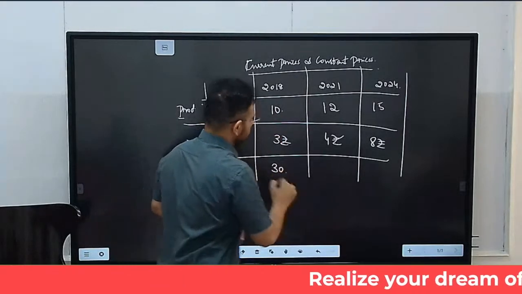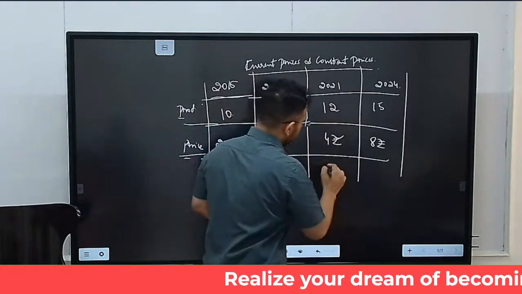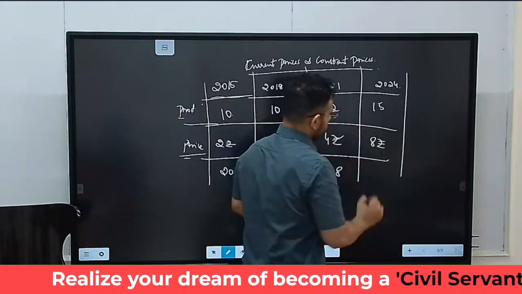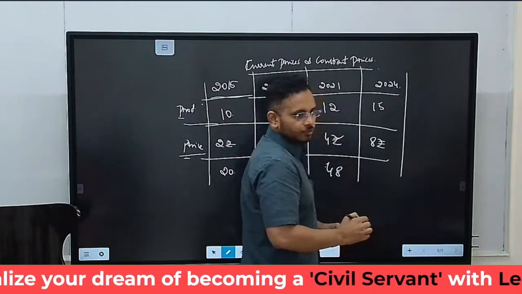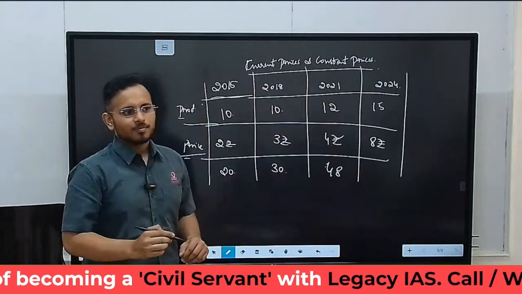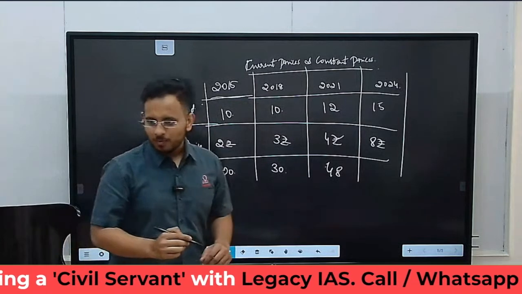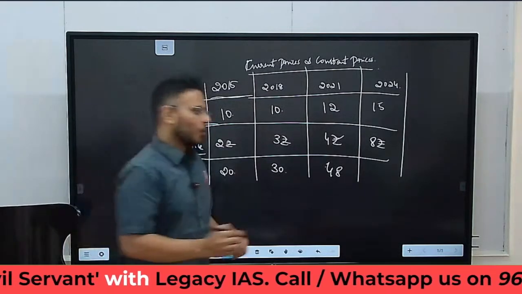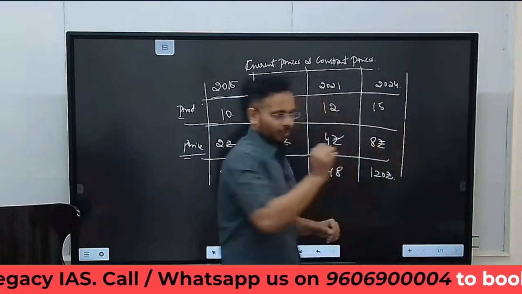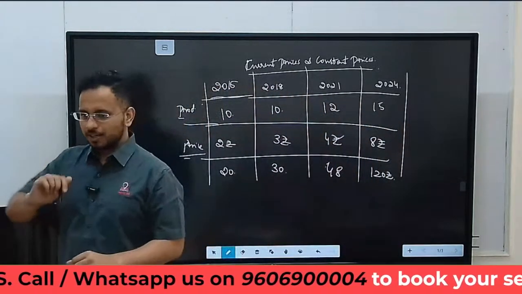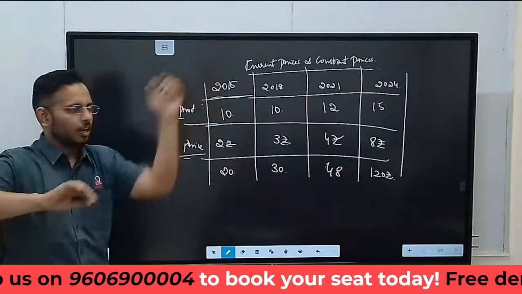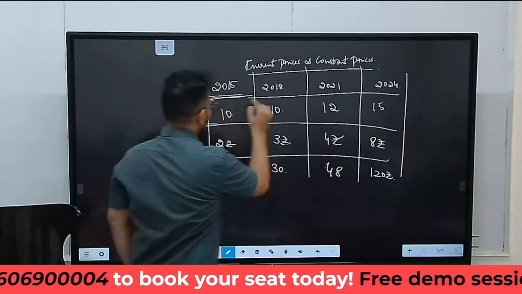30 rupees, 48, 15.8. How much? 120. Correct? Easy. Understood till here?